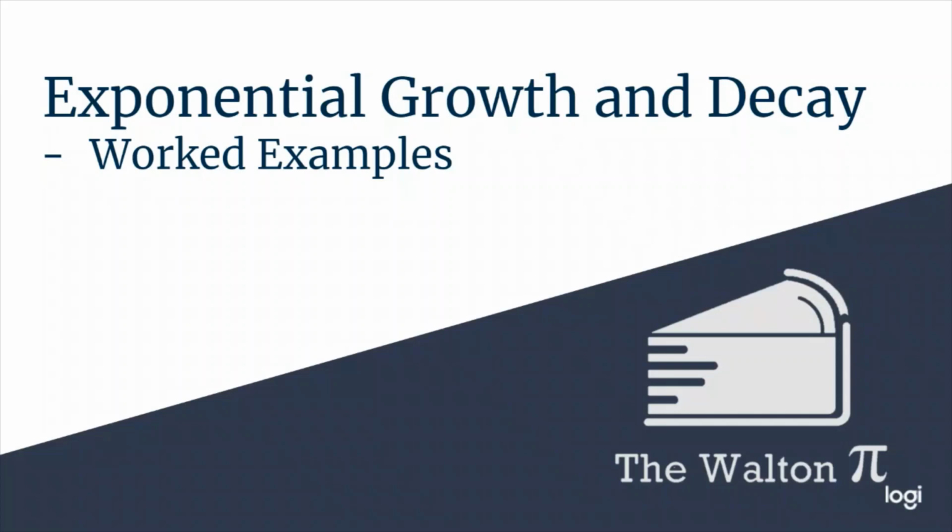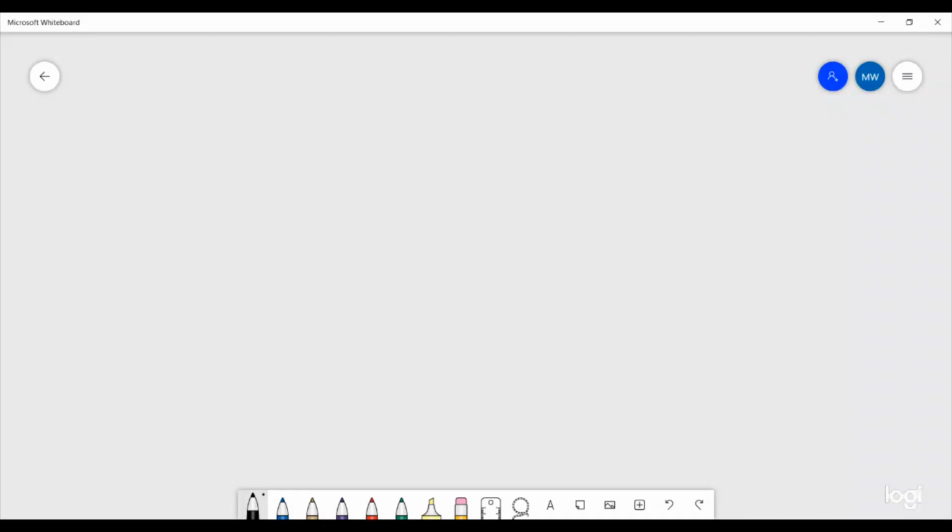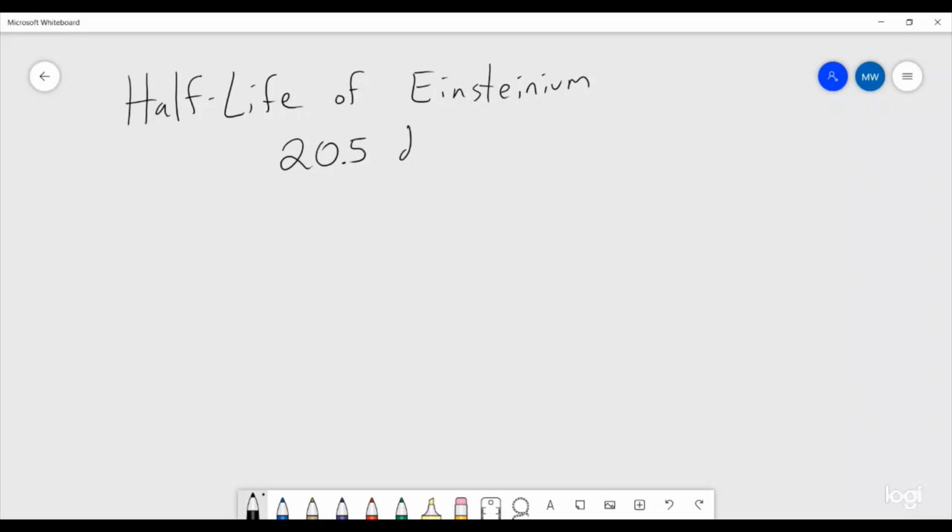Let's go through some examples of exponential growth and decay. Alright, to get started, let's look at the half-life of Einsteinium. So half-life of Einsteinium, this is 20.5 days.